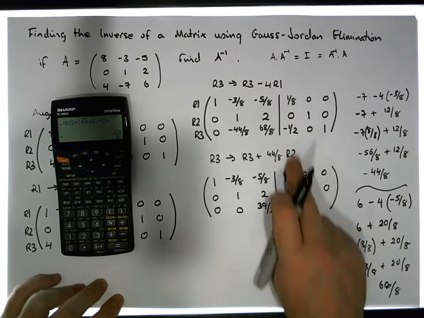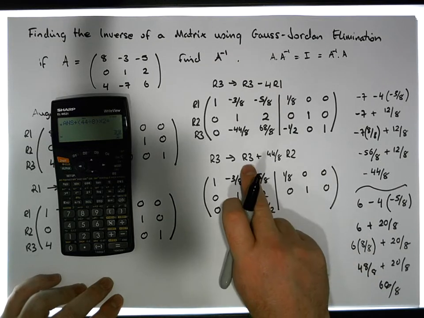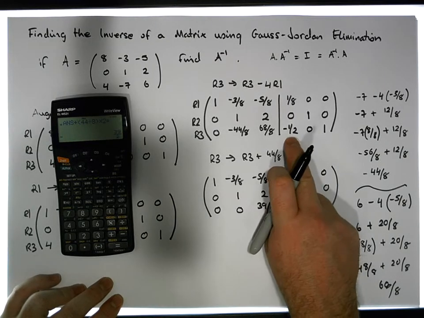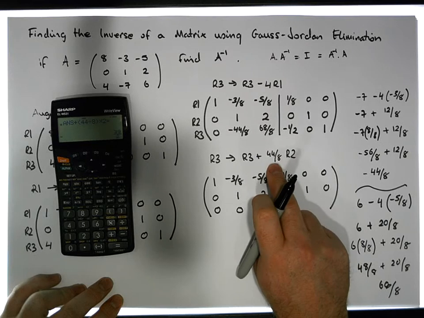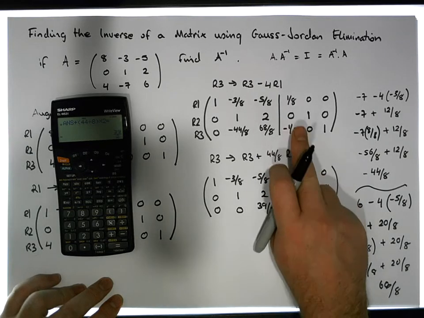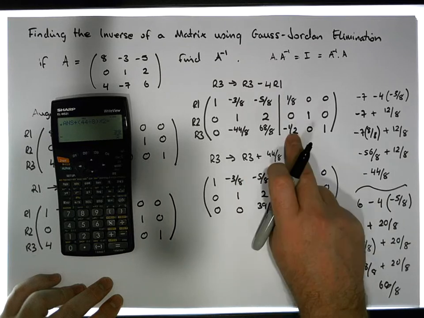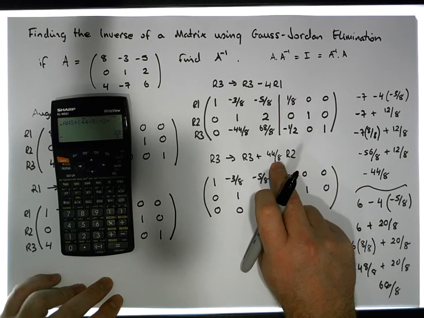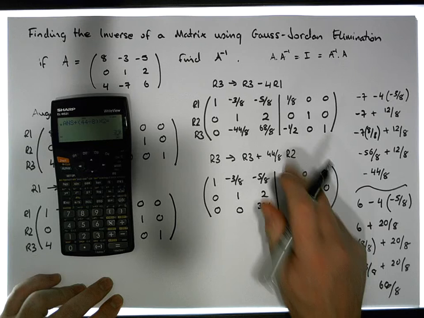What goes in here is row 3's current value, which is minus a half, plus 44/8 of row 2's value, which is 44/8 times 0, which is 0. So we have minus a half, plus 44/8 times 0, which is 0, which gives us minus a half.